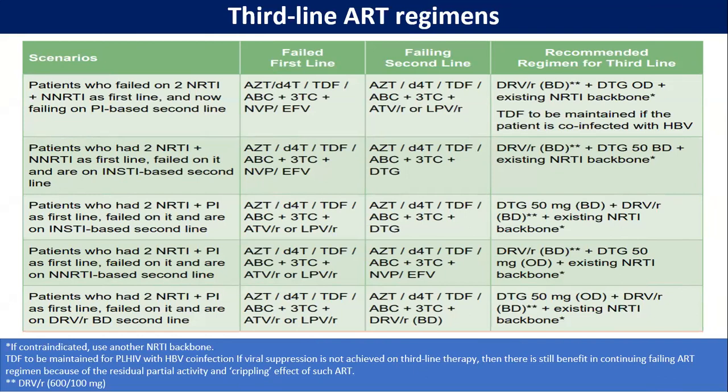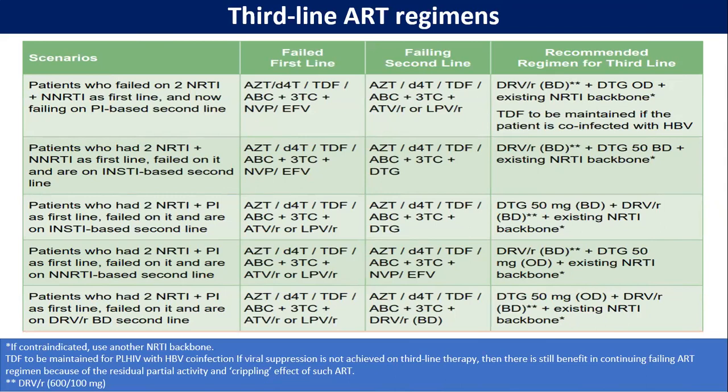Patients who were on 2 NRTI plus 1 NNRTI as first line and failing on second line with an INSTI-based regimen, that is, either zidovudine, stavudine, tenofovir or abacavir plus lamivudine with dolutegravir in the second line, and they have failed the second line: the recommended third line would be darunavir ritonavir BD plus dolutegravir 50 mg BD plus existing NRTI backbone.